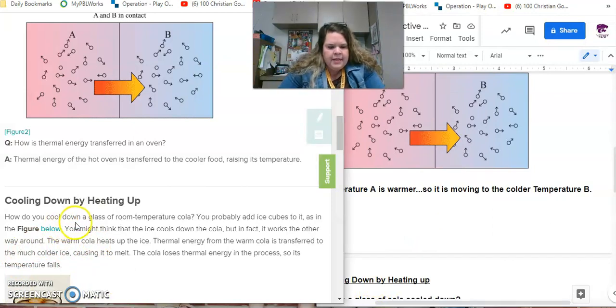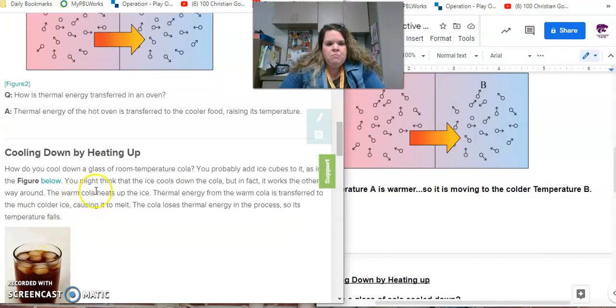How do you cool down a glass of room temperature cola? You probably add ice cubes to it, as the figure below. You might think that the ice cools down the cola, but in fact it works the other way around. The warm cola heats up the ice. Thermal energy from the warm cola is transferred to the much colder ice, causing it to, you guessed it, melt. The cola loses thermal energy in the process, so its temperature falls.